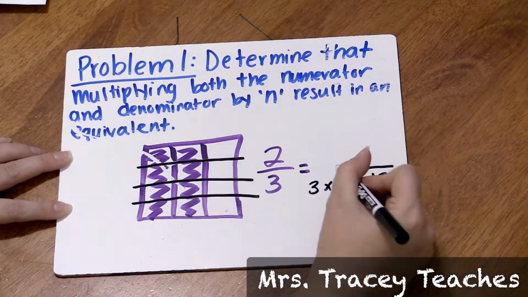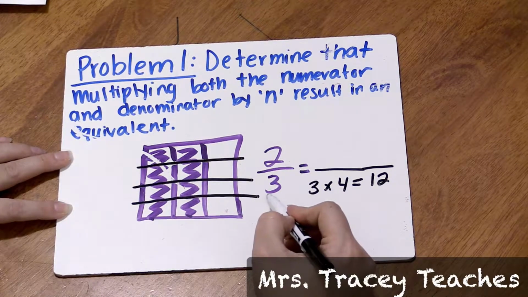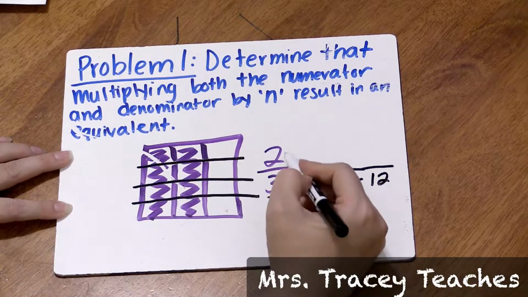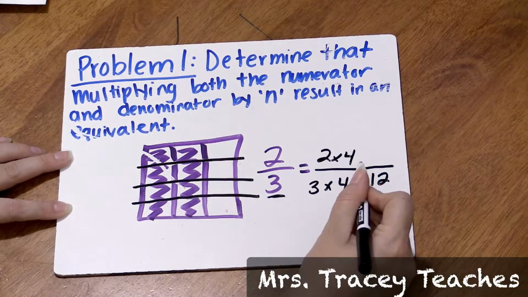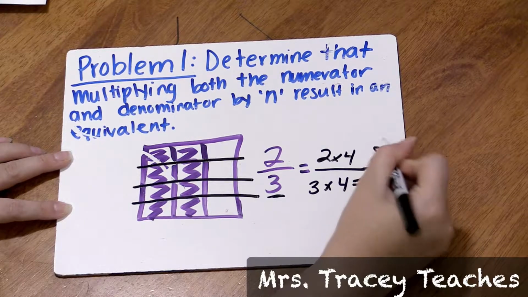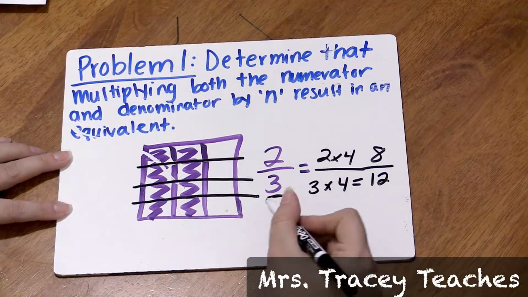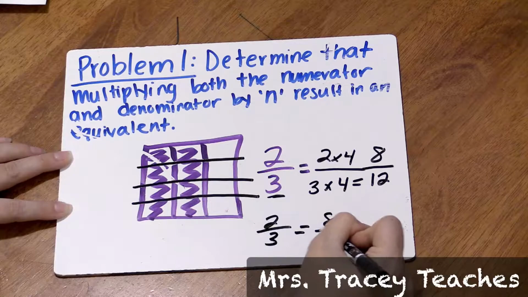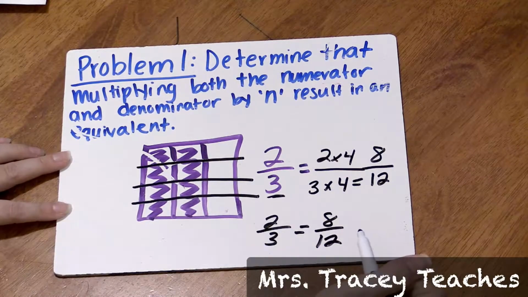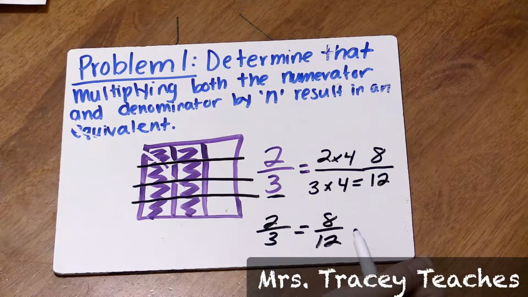And what we have to do, whatever we do to the bottom number, we have to do to the top. So I times 3 by 4, so I have to take 2 and also times it by 4. And that means 2 times 4 is 8 twelfths. So I know that 2/3 is equal to 8 twelfths, or equivalent to 8 twelfths, using multiplication.